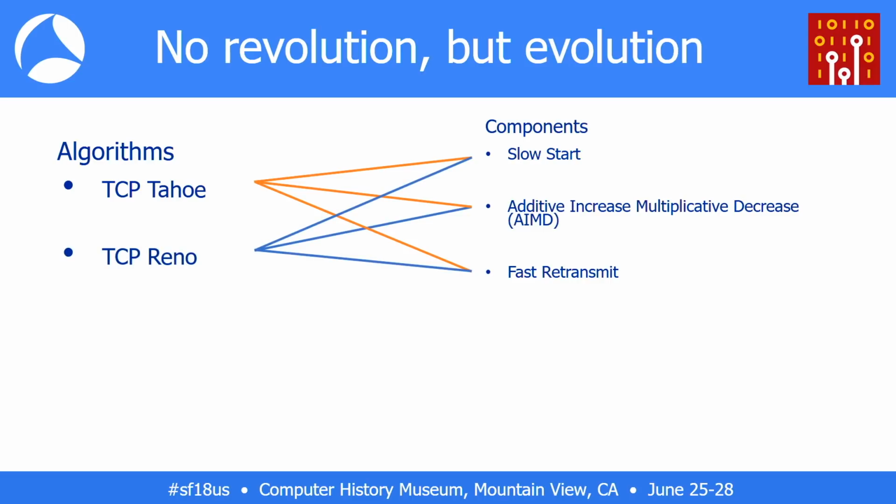Right after that, TCP Reno came into play. And TCP Reno included all those components, plus we are seeing fast recovery. Does anybody know what fast recovery means?